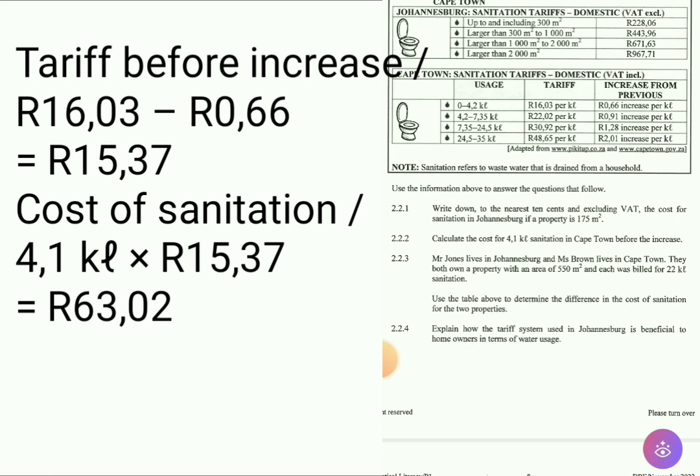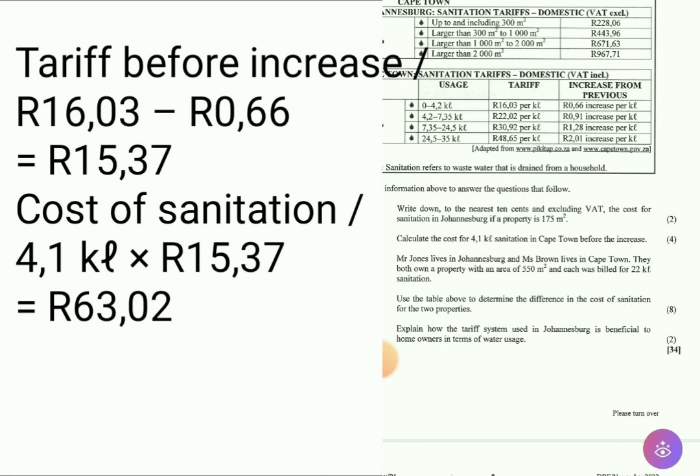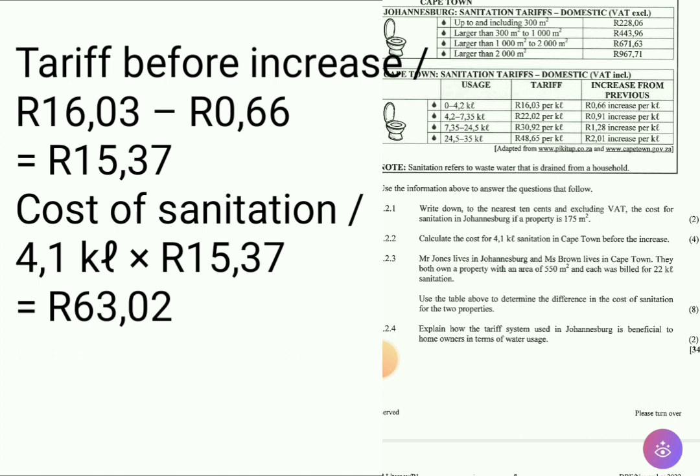The aim is to calculate the cost for 4.1 KL sanitization in Cape Town before the increase. So we don't just ignore this 4.1 KL. This is one of the tricky parts, and you have to wonder sometimes when you are writing Maths Lit why the question says it's 4 marks. Why? You have to wonder. It can't just be easy. You just minus 0.66, then you get 4 marks? No, you have to wonder why it's 4 marks. So after that, you say multiply by 4.1 KL, then you get the answer 63.02. That's the answer, guys.